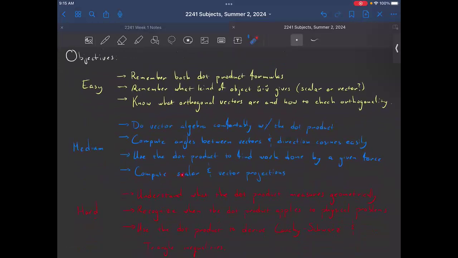And last is compute scalar and vector projections. Okay, cool. So all of the medium stuff, I just want you to be able to compute things.